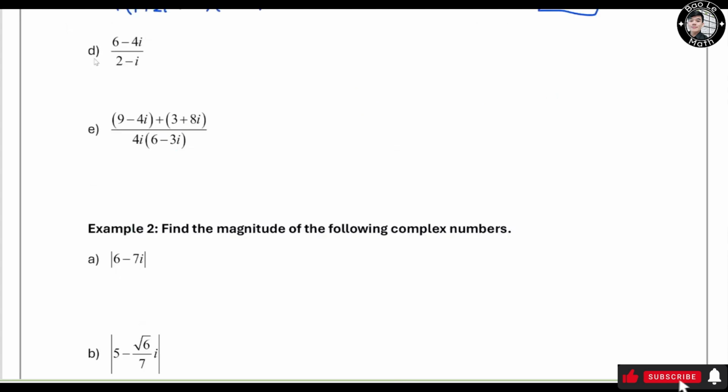Now question D, we're going to divide two complex numbers, right? So we're going to multiply the top and bottom by this one's conjugate. It's going to be 2 plus i, right? Now we distribute the top. It's going to be 12 plus 6i minus 8i minus 4i squared divided by 2 squared minus i squared, right? We're going to use the difference of two squares, right?